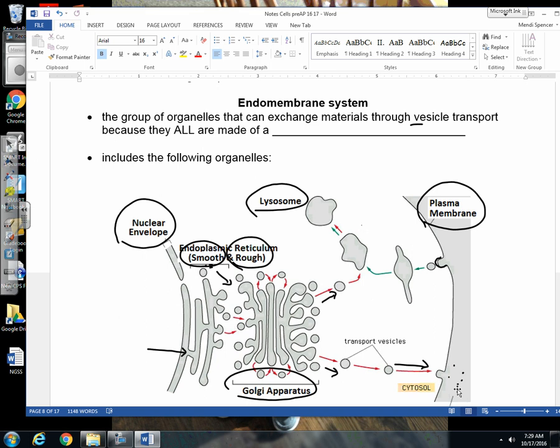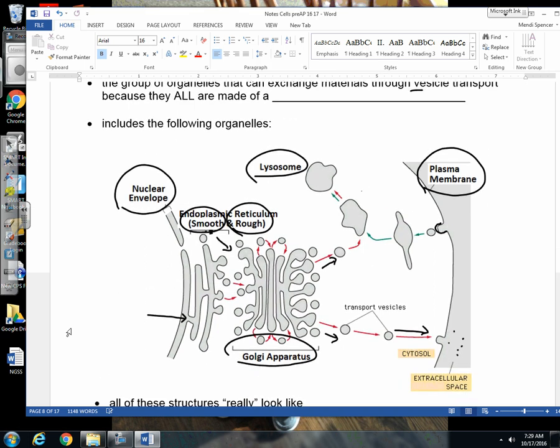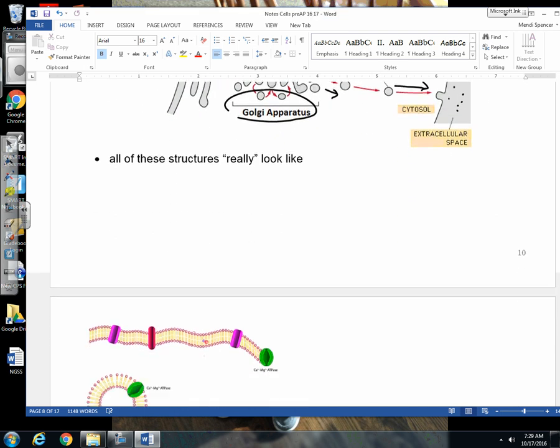The reason why these can participate and exchange materials using vesicles is because they're all made of the exact same material. They are a single phospholipid bilayer. So they're all made of phospholipids on their exterior. Since they're made of the same thing, they can exchange pieces of one another. Again, my spacing was messed up on the notes, and I apologize.